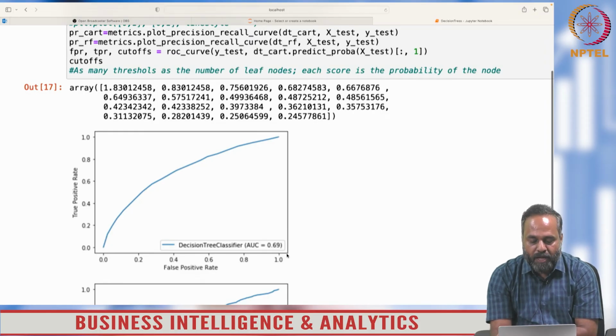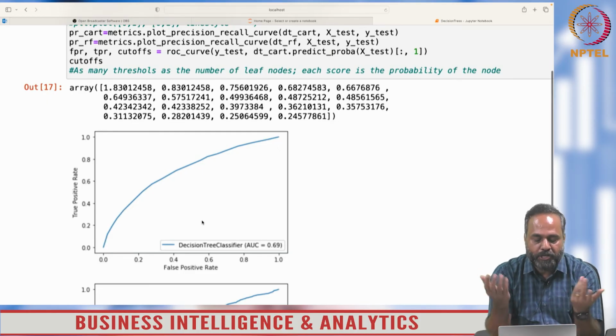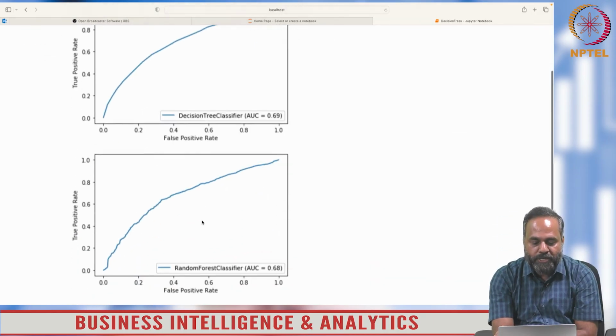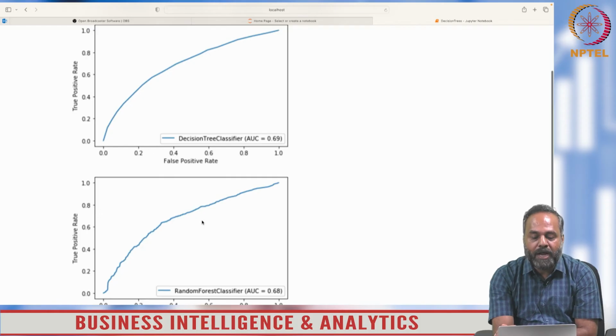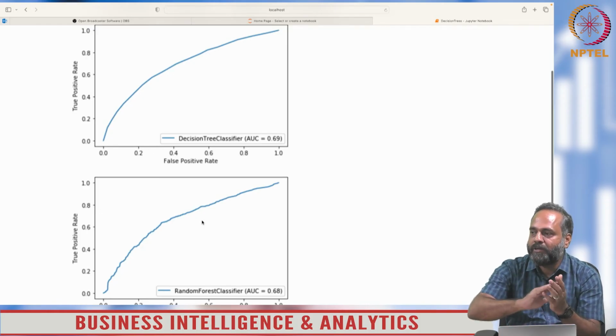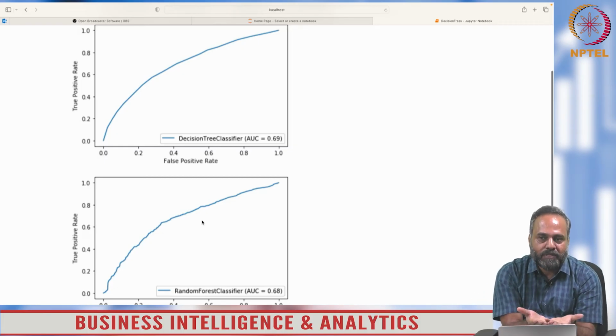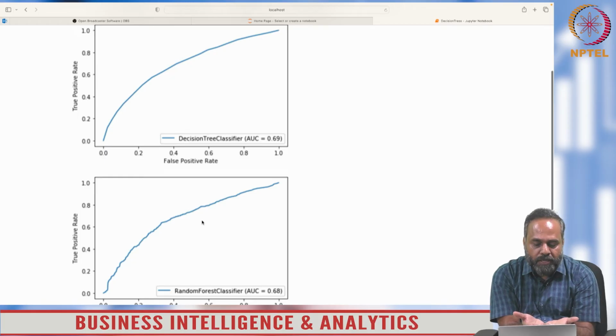When your cutoff is 0, you appreciate this point, this is where the probability is 0. This has included all the elements, but it is no use. You are just wasting your money by targeting all those who are not going to respond to you. So these two graphs help us understand how these two models are performing. They look alike, the CART algorithm and the random forest, both of them look alike.